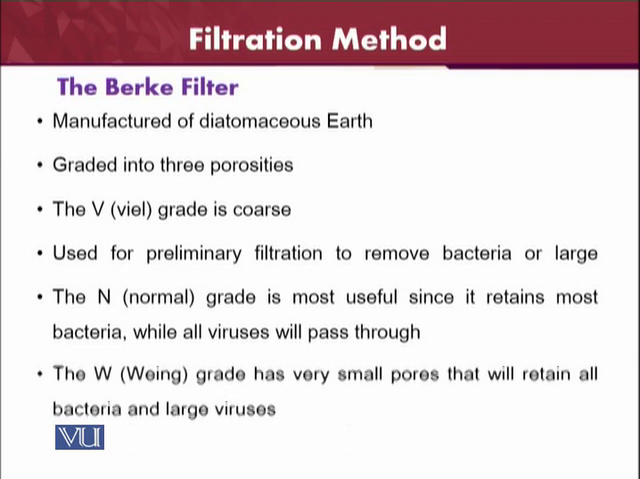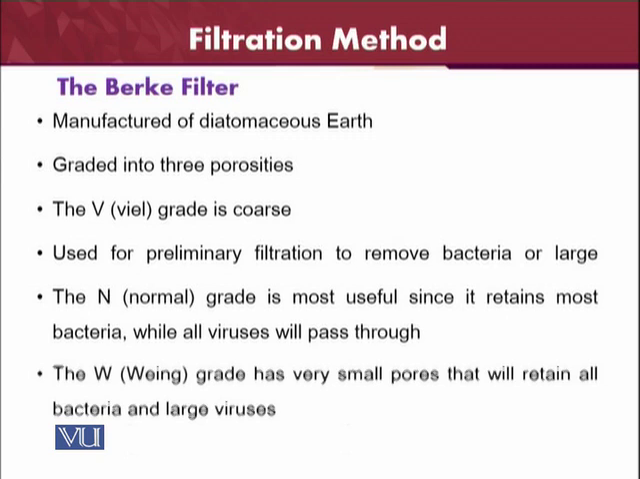V is for wheel grade, which is the coarse one, then N is for normal, which is in between the two, and then W is for wall grade. Wheel grade is the coarse one. For preliminary filtration, to remove bacteria or large particles from a solution, we use the V grade porosity. Then the normal is the most useful, since it retains most bacteria, while all viruses pass through the normal ones. However, W, the wall grade, has very small pores, and that will retain all the bacteria and large viruses.